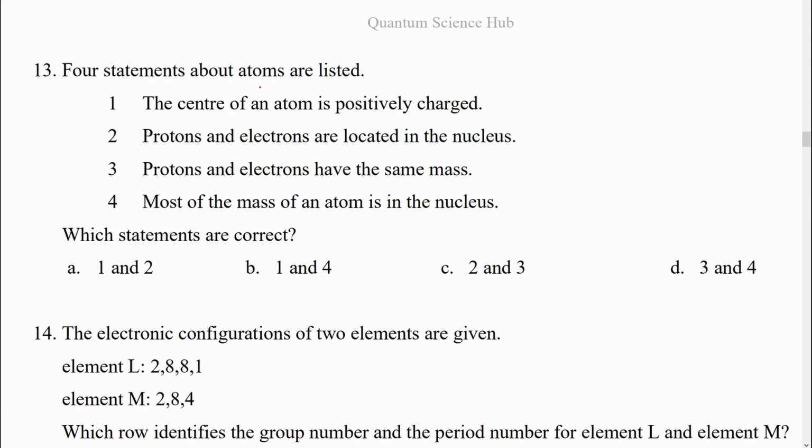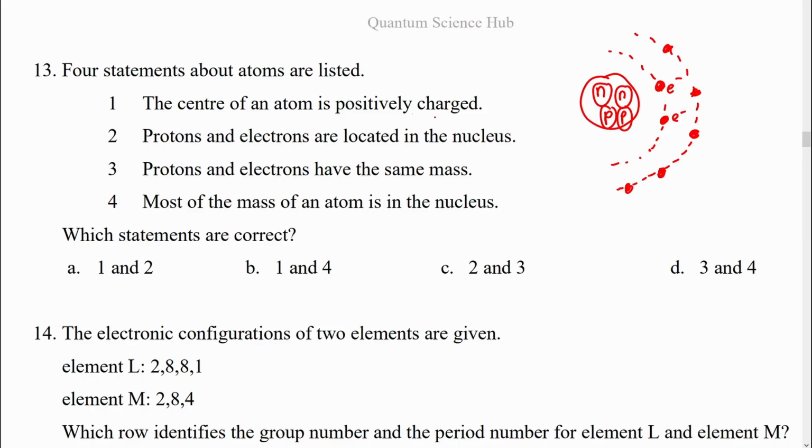Question 13. Four statements about atoms are listed. Okay, so this is about atomic structure, right? So remember, the nucleus contains neutrons and protons, right? While the electron is orbiting or located in the electron shells, so it's not in the nucleus. So the electron is in here, right? So this is the electron, and same here. It can be at the first shell, the second shell, the third shell, and so on. Now let's take a look at the statements here.